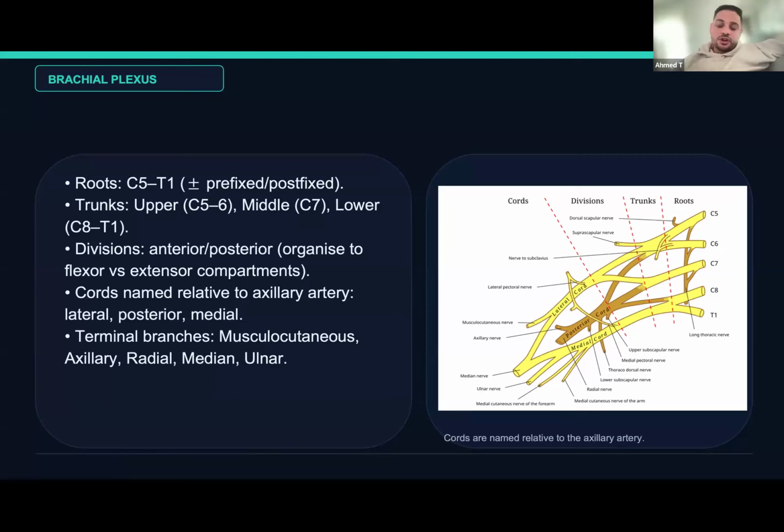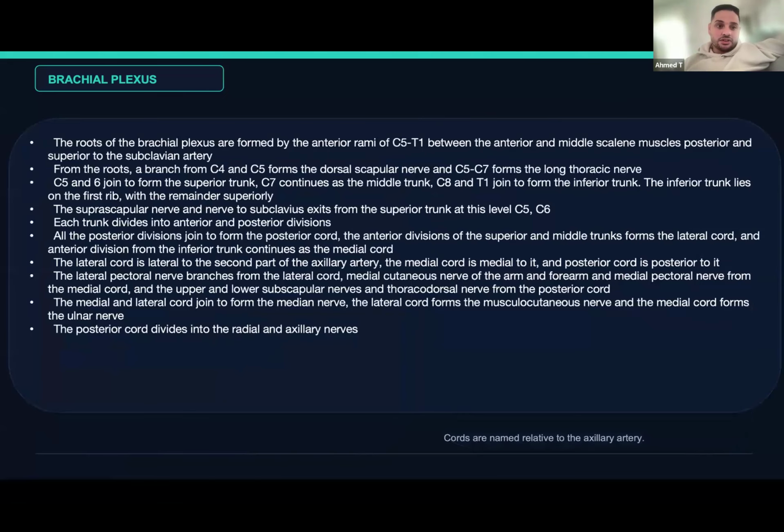So you've got C5 and C6, they form the upper trunk, C7 the middle trunk, C8 and T1 the lower trunk, and then they get their branches: the musculocutaneous, axillary, radial, and ulnar. The suprascapular nerve and the nerve to subclavius exit the superior trunk. Each trunk divides into anterior and posterior divisions, and the posterior divisions form the posterior cord.